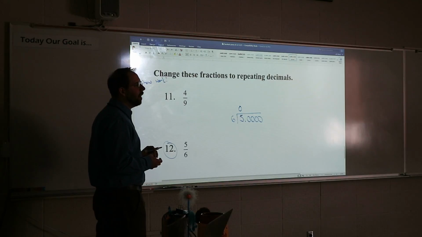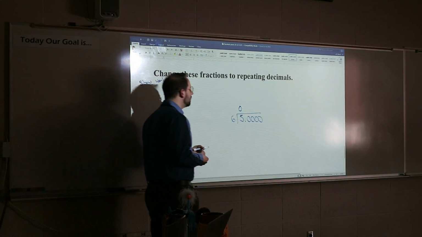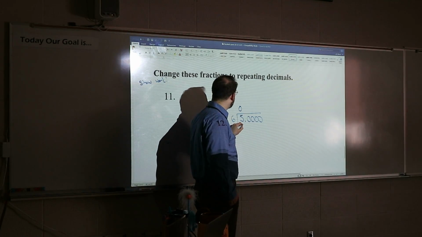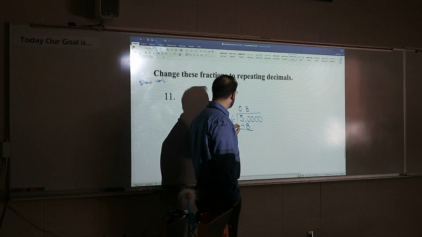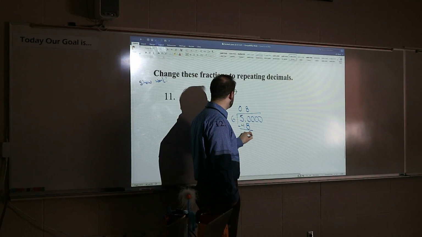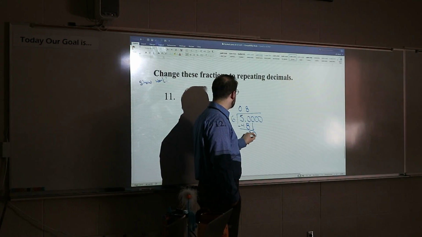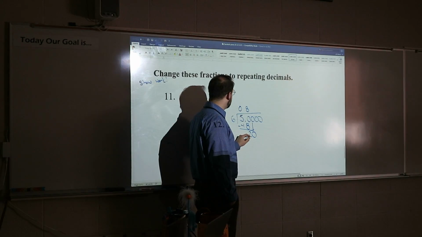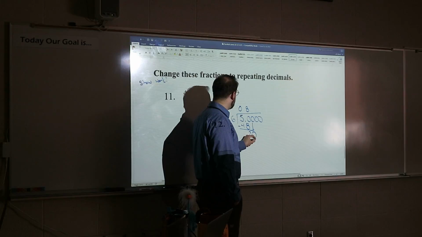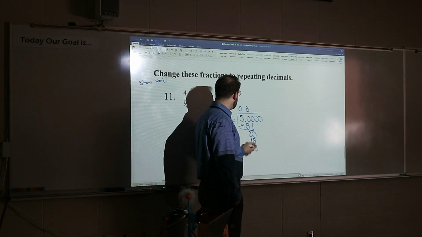6 goes into 50, how close without going over? 48. 48, what is that, 8? 8 goes with the house. We subtract 50 minus 48, which is 2. Bring down the next number. How many times can 6 go into 20 without going over? 18. That's 3. 3 goes on top.